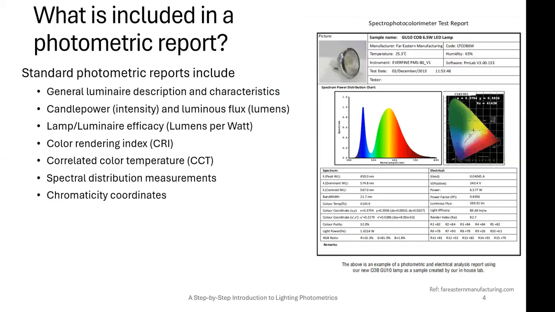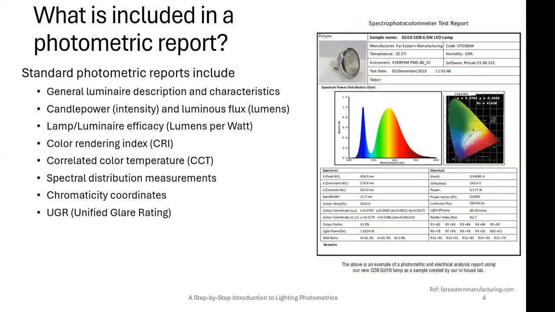And then your chromaticity coordinates, that's your X and Y coordinates on that little banana-shaped curve to the right over there on that graph. Where does the X and Y fall exactly on that to determine the color? That's what that reports to you.